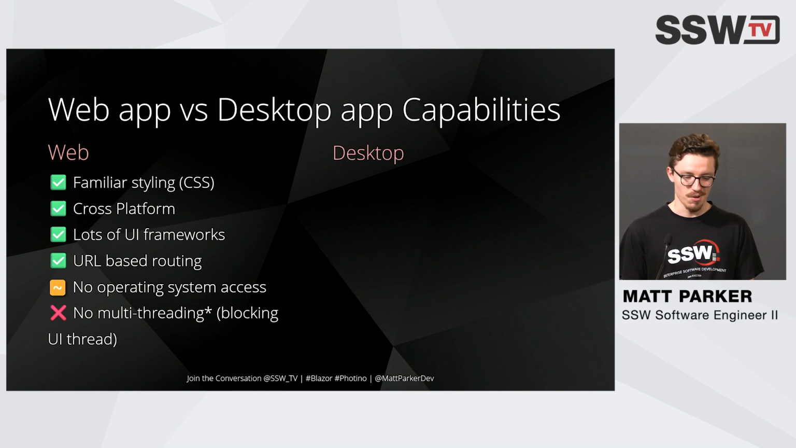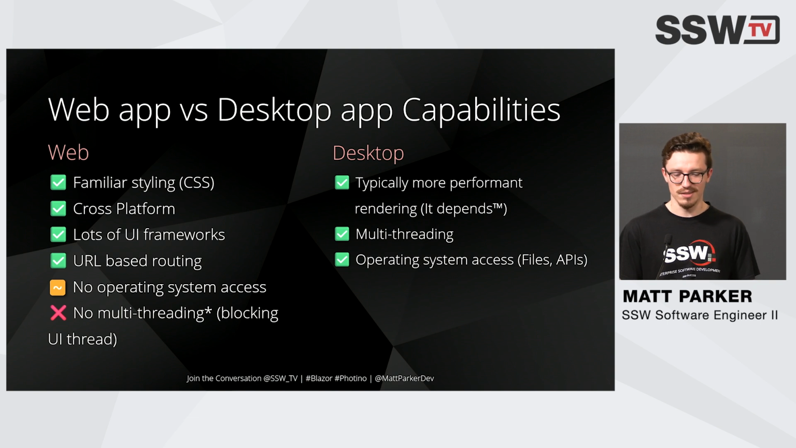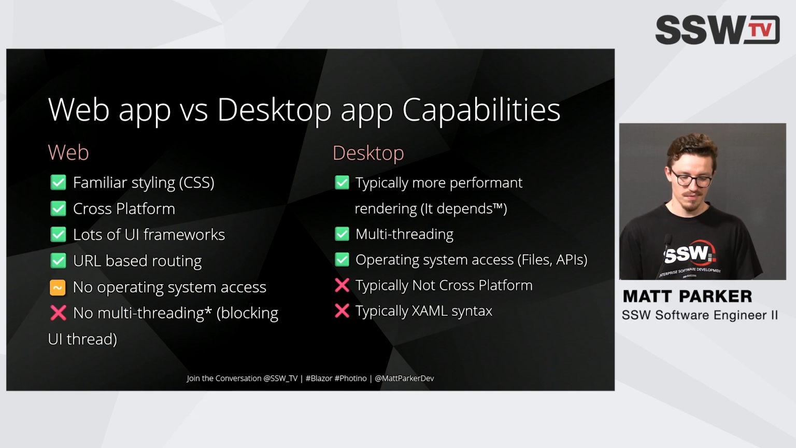So jumping over to desktop, it's typically more performant rendering. Of course, it depends. You do get multi-threading, which is great. You do have access to operating system APIs like files or, for example, Windows APIs that you might want to call. It's typically not cross-platform. And typically XAML syntax, which again is a personal preference, but I'm not a huge fan of XAML. And custom routing. So generally you have to build your own kind of nested navigation, which I'm not a huge fan of.